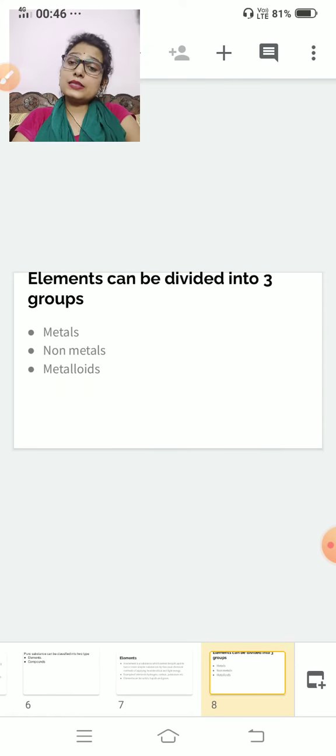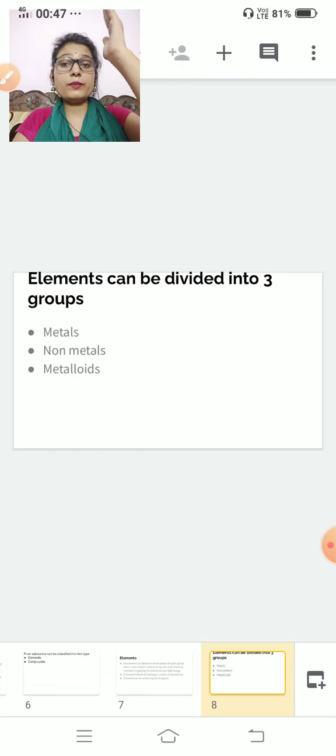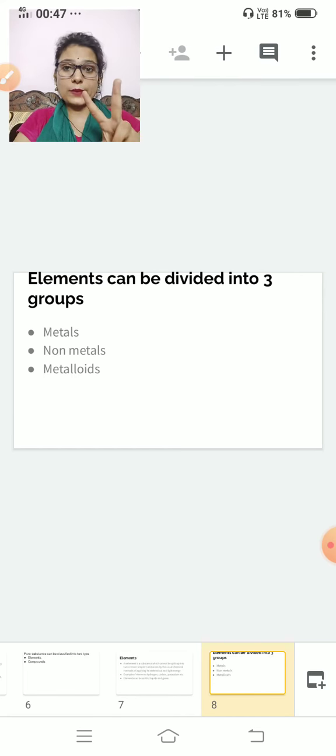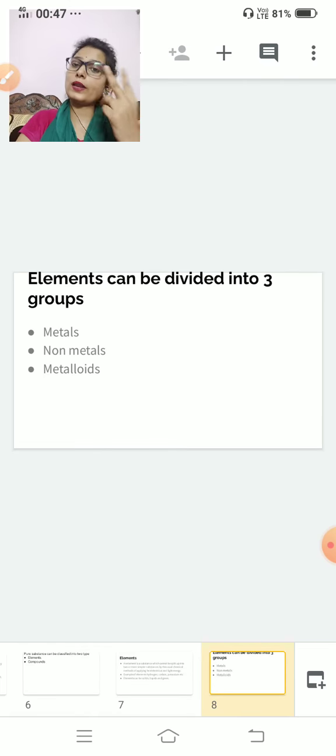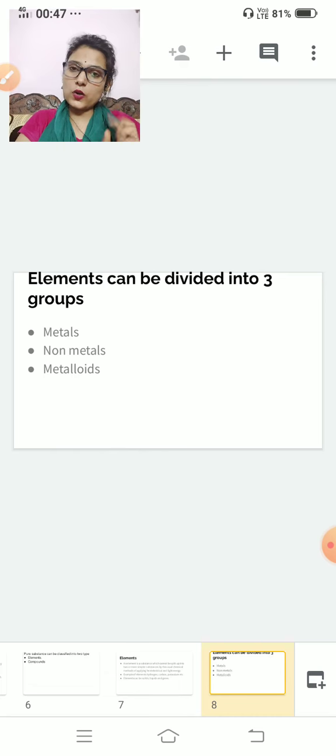Now, elements can be divided into three groups. One is metal, second is non-metal, and third is metalloid. That means first you can classify matter into two types. One is pure substance, and one is mixture. After that, you can classify pure substance into two types. One is elements and one is compound. Now, you can classify elements into three types. One is metal, one is non-metal, and one is metalloid.